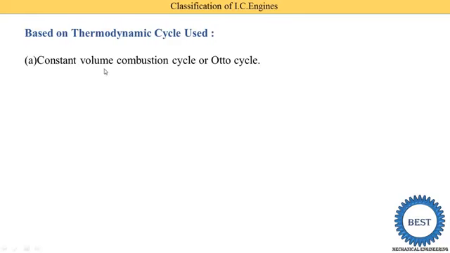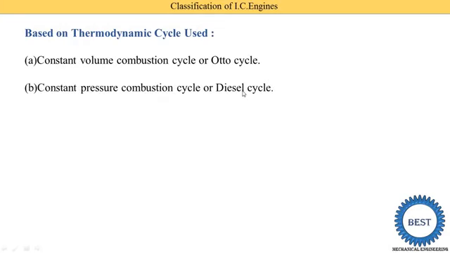The Otto cycle is also known as the constant volume cycle, and it generally works on the petrol engine. An engine to which we supply petrol as the working fuel works on the Otto cycle, as in our bike or a 4-wheeler. Second is the constant pressure combustion cycle, or diesel cycle.